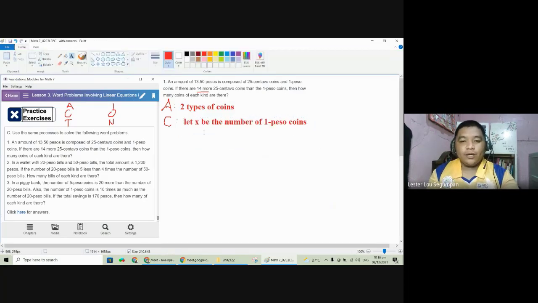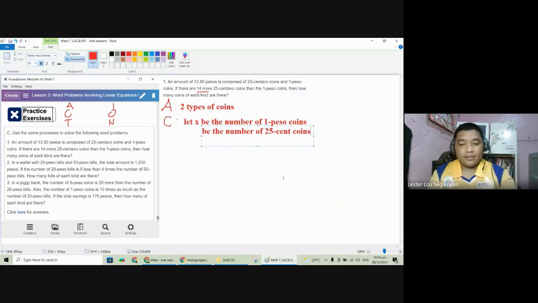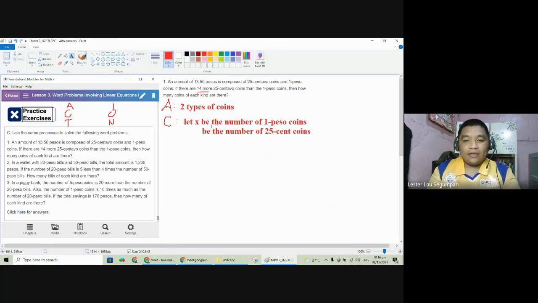Now, out from this, we could work out the number of 25 centavo coins. Let me just use cent to save some space and time. So we are given here that x will be given to the smaller number, not again the value, but the number of coins in the situation. And that is actually the number of 1 peso coins.